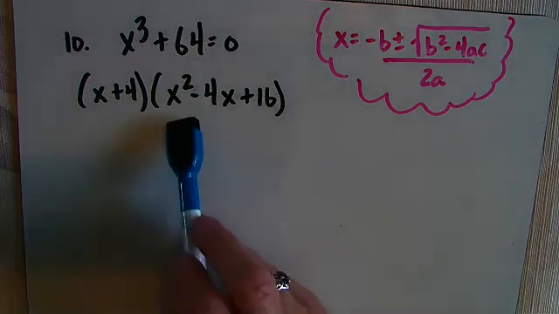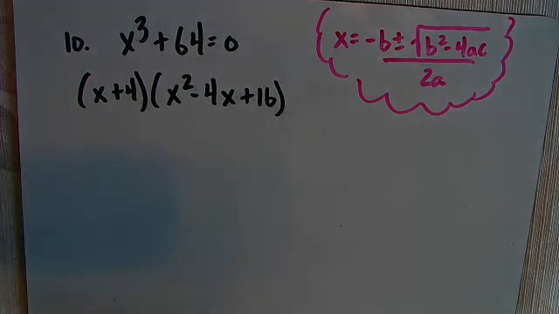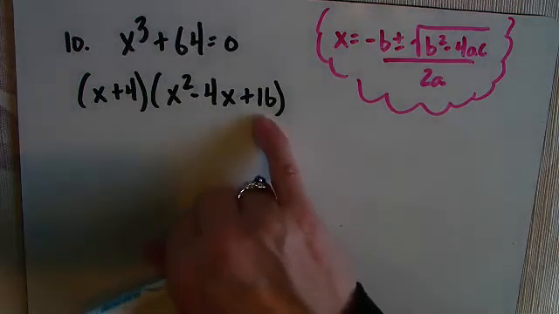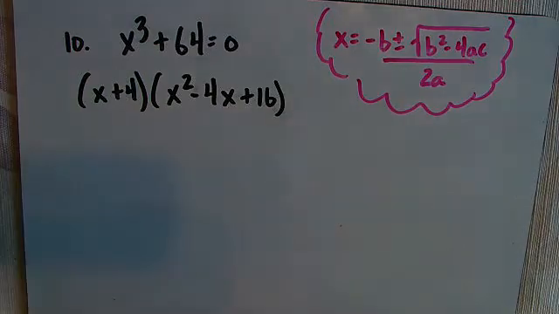I would always look at this to see if you can factor it using our regular methods. However, you can't. There are no factors of 16 that would give me that middle term of -4. I always look at that first because it would be faster if I could factor that. But since I can't, I do have to use my quadratic formula.